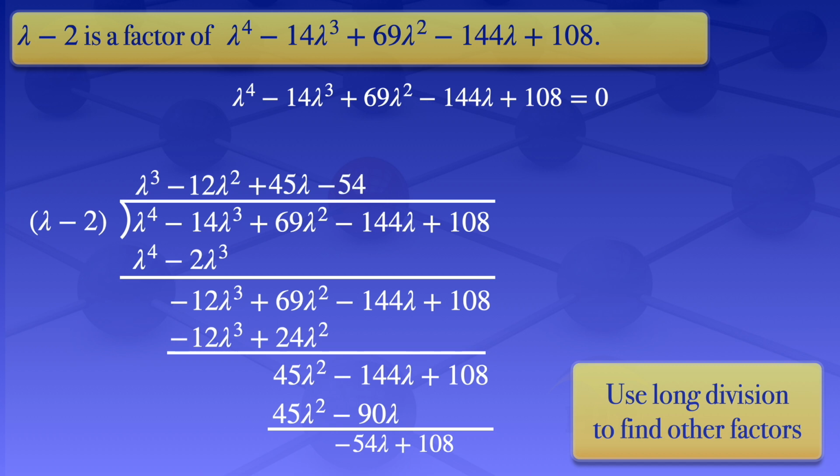Then multiply the minus 54 by lambda minus 2 and we get minus 54 lambda plus 108. And when you subtract those from above, we get a 0. So what we have found there is the other factor of lambda to the power of 4 minus 14 lambda cubed plus 69 lambda squared minus 144 lambda plus 108. And that factor would have lambda cubed minus 12 lambda squared plus 45 lambda minus 54. Therefore, our equation becomes lambda minus 2 multiplied by lambda cubed minus 12 lambda squared plus 45 lambda minus 54 is equal to 0.